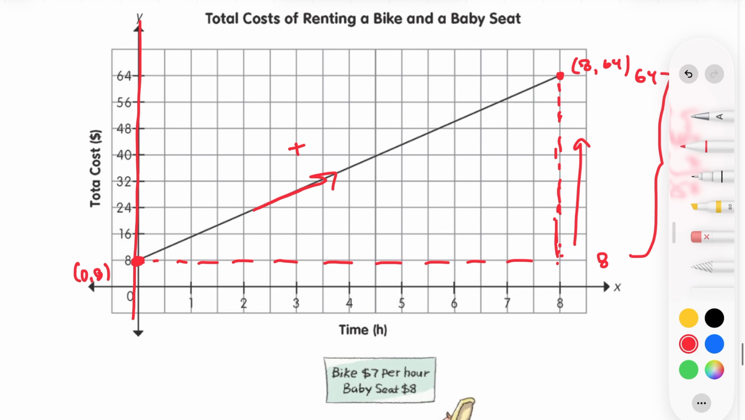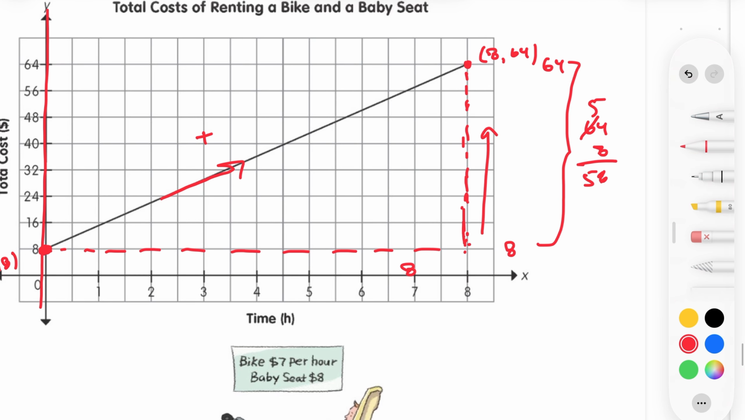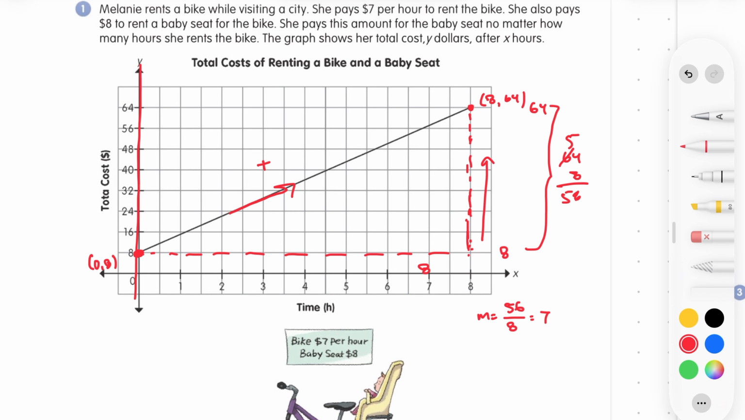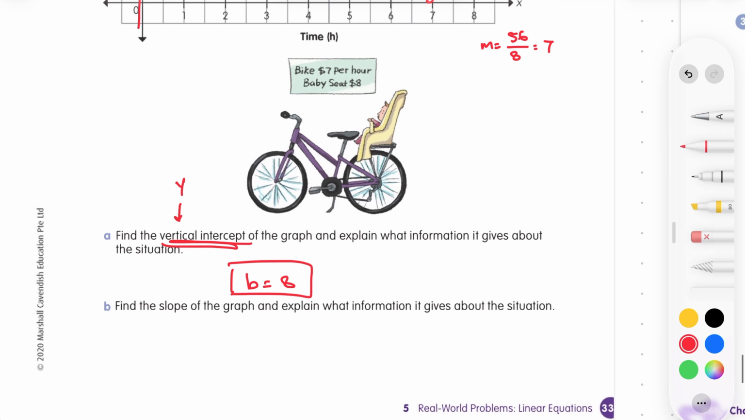And then for the going across here, it's 8 minus 0. So that's just going to be 8. So the m is going to be equal to 56 over 8. Or in other words, we could just say it is 7. So then the slope is m equals 7.